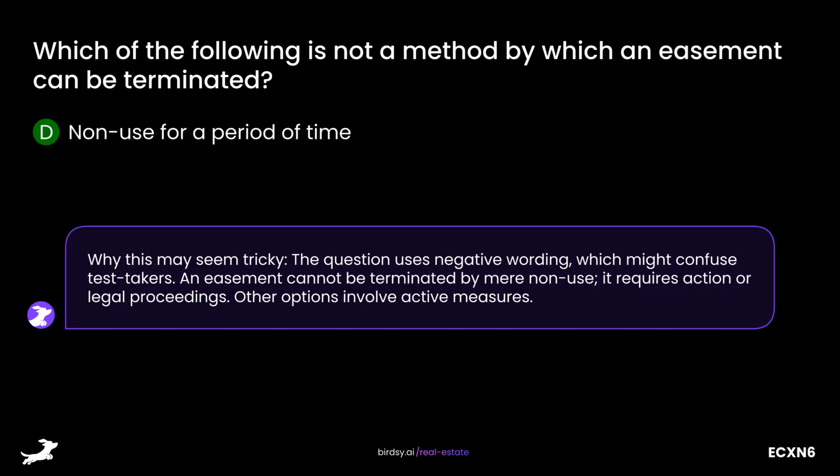Why this may seem tricky. The question uses negative wording, which might confuse test takers. An easement cannot be terminated by mere non-use. It requires action or legal proceedings. Other options involve active measures.